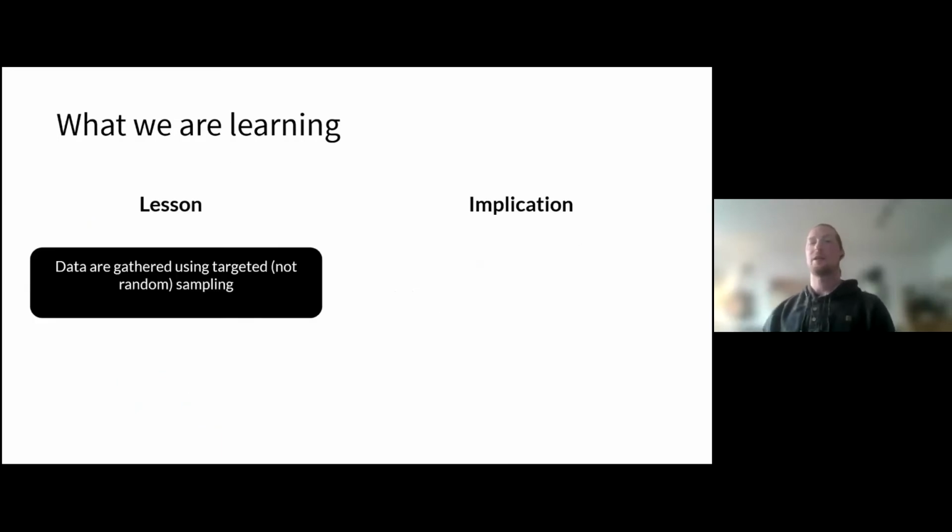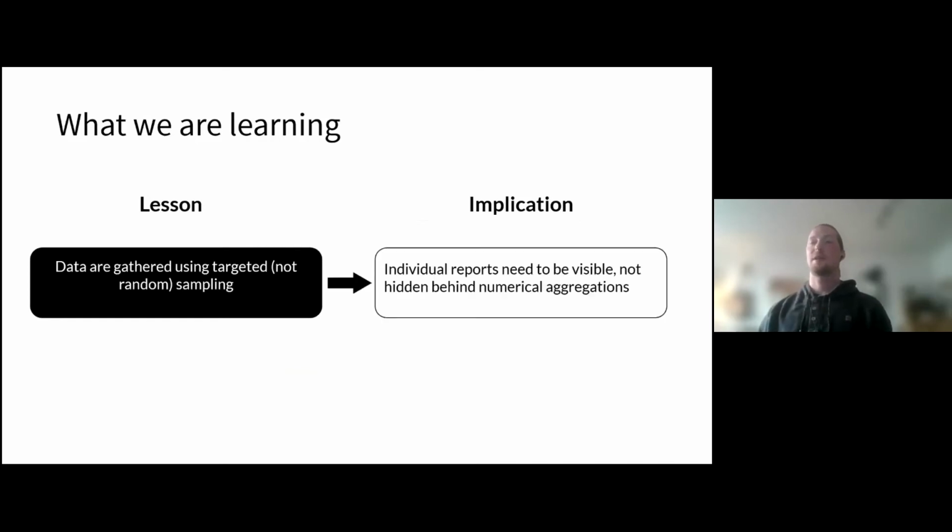The first is that avalanche data in general are not gathered using a random sampling approach. They're gathered using a targeted sampling approach. What this means is that individual reports need to be visible. Each one has a story to tell: how terrain was used, where people were traveling, which gives important context for interpretation. And when we do things like numerical aggregations, taking averages and counts, a lot of that story gets hidden. We don't get a sense of the survey effort that went into that report.